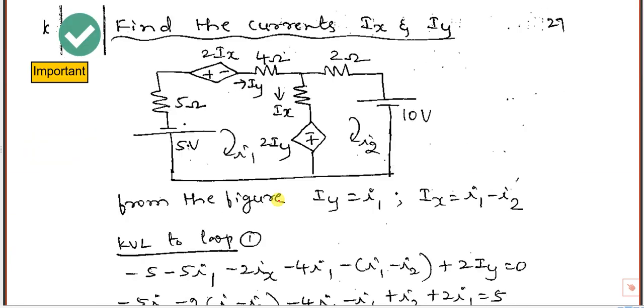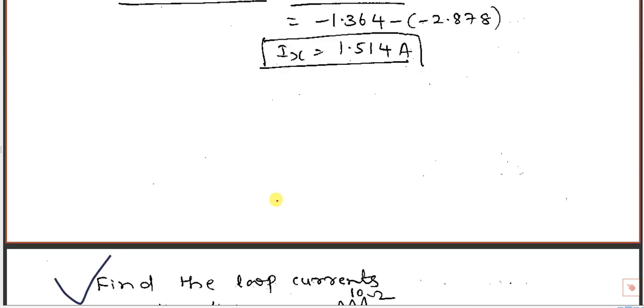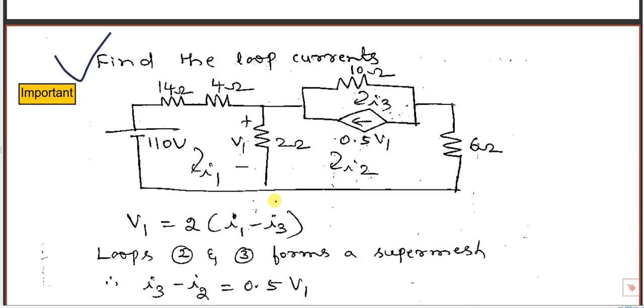Next important question. Okay, let me solve this. Find the loop currents. This is a dependent source problem. Three meshes are there, I1, I2 and I3, and you have to find I1, I2 and I3.